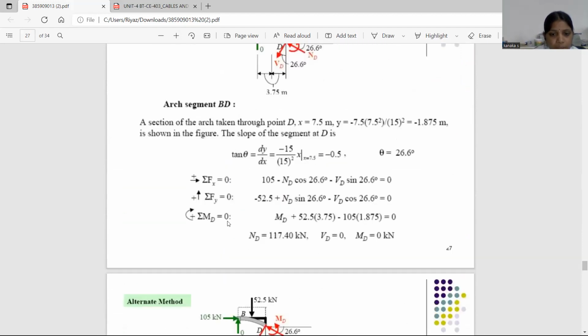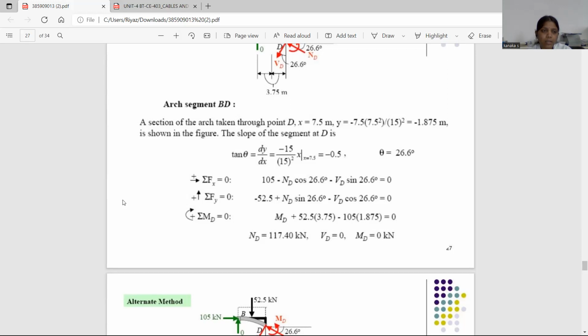So finally the values of ND, VD, MD. So find out the values for a segment of the arch BD. So a section of the arch is taken through the point D, and dx equal to L minus 7.5 per meter, y equal to 7 minus 7.5 into 7.5 squared divided by 15 squared. Find out the value of minus 1.875 meter. So the slope is tan theta equal to dy by dx, minus 15 divided by 15 squared into x, x equal to 7.5 meter. You substitute the values, minus 0.5, theta equal to 26.62.